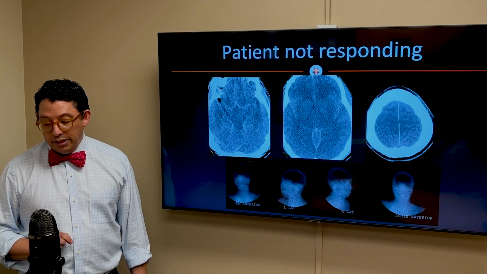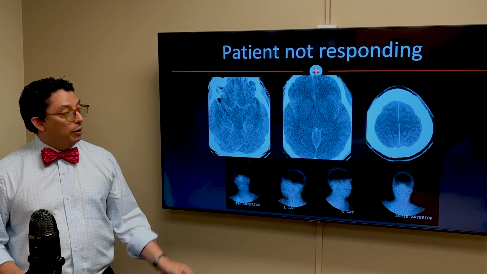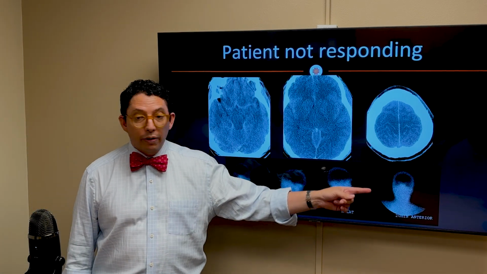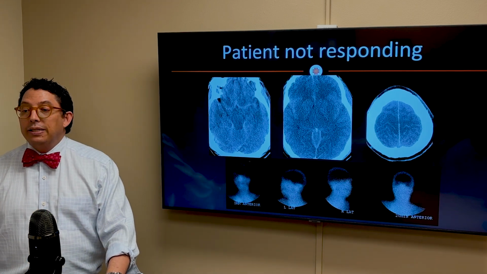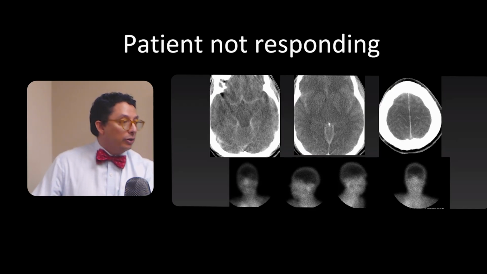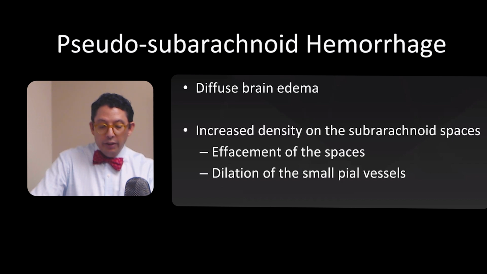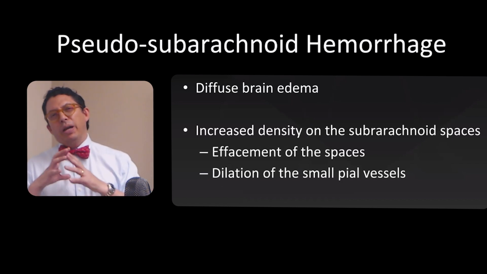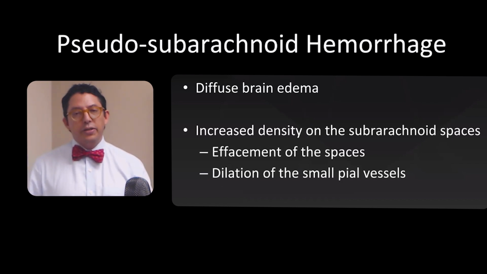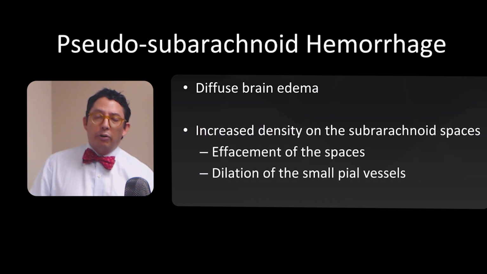But we did a nuclear medicine study to look at the brain perfusion, and we saw that there was no perfusion of the brain. So basically, this patient did not have any blood going in to perfuse the brain, and this is kind of brain death. And this is because of a phenomenon called pseudo subarachnoid hemorrhage, which is this big brain edema that can give you this increased density in the subarachnoid spaces.